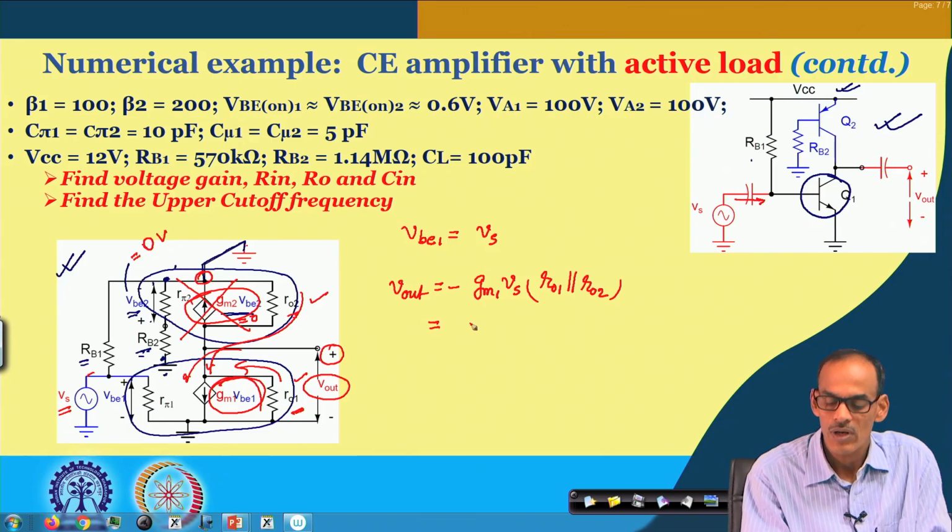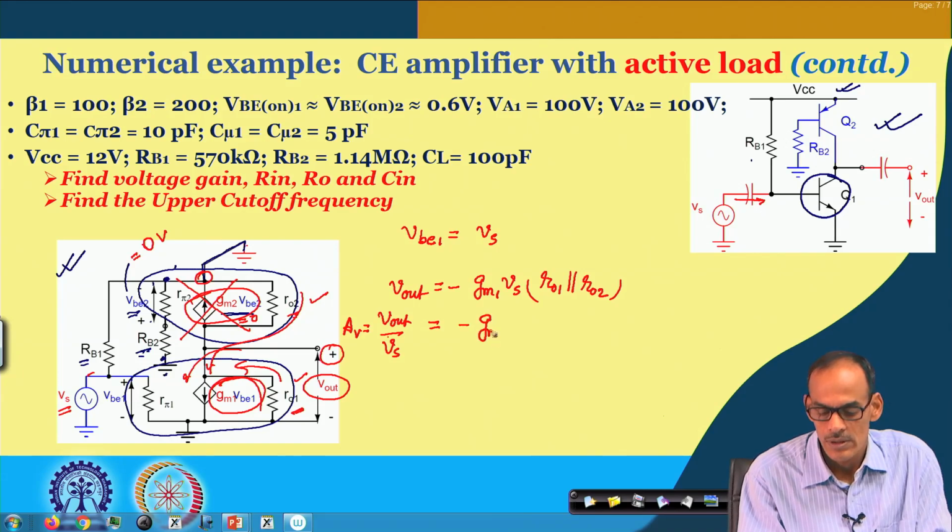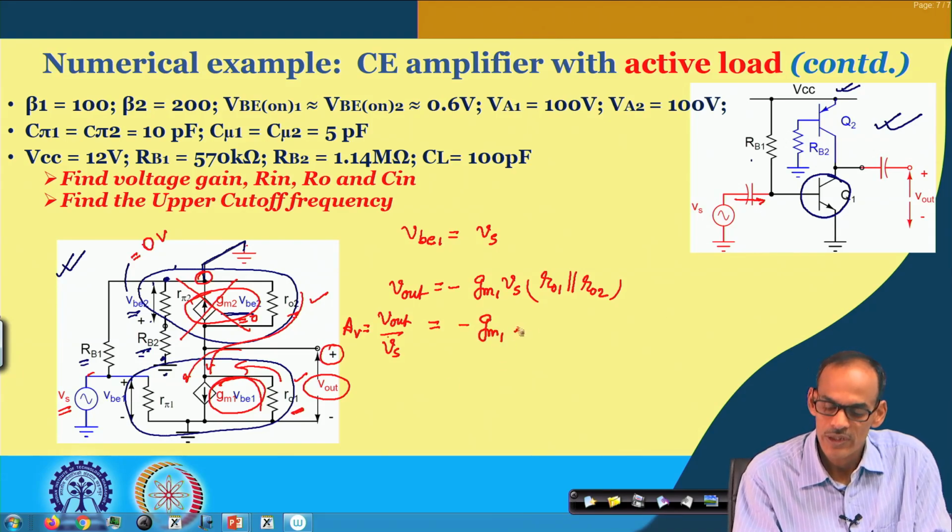After connecting the supply node to AC ground, these two resistances come in parallel. So this gives us V out by Vs, that is the voltage gain AV, and its expression is gm1 into RO 1 in parallel with RO 2.